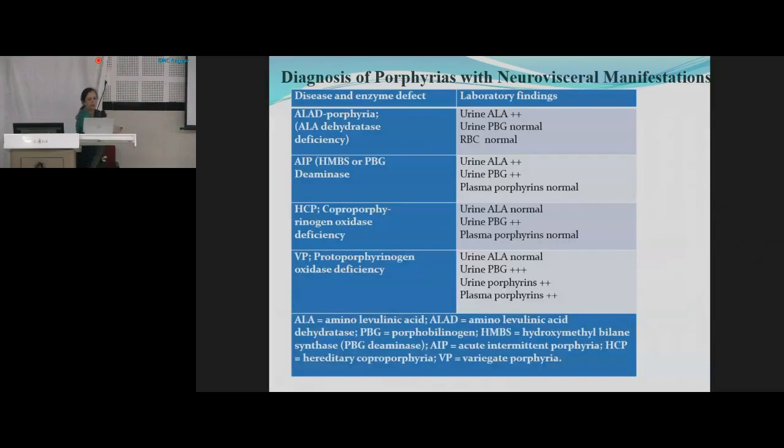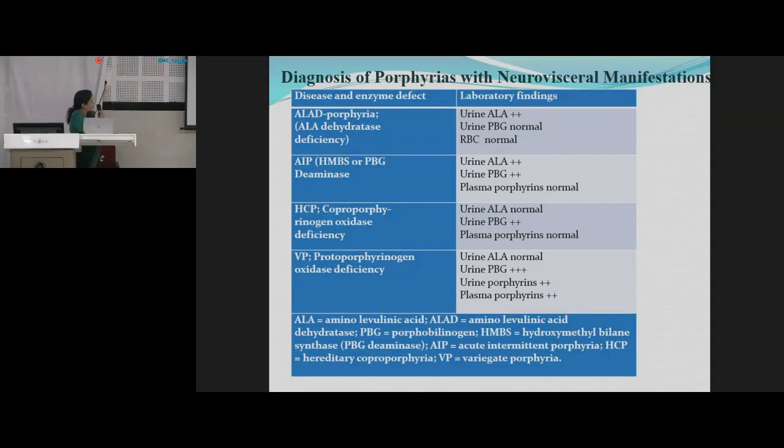Now coming to diagnosis of porphyrias. In case of ALA dehydratase deficiency porphyria, what are the laboratory findings? Urine ALA will increase, urine PBG will be normal and RBC will be normal. In case of acute intermittent porphyria, because of deficiency of deaminase enzyme, urine ALA will be increased, urine PBG will be present and plasma porphyrins will be normal.